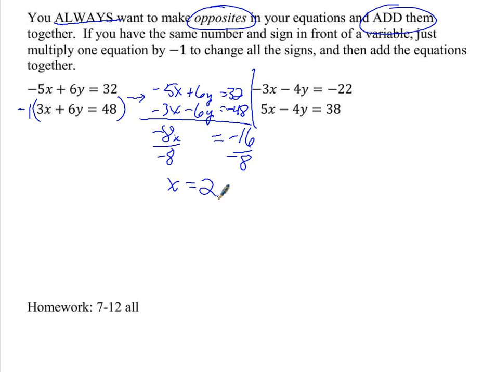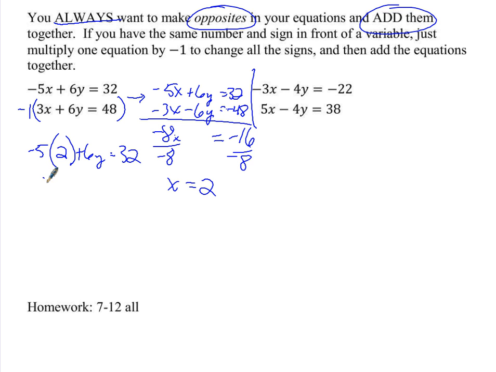Now what? Now we substitute the 2 back in. Now it has to go back to an original equation. We're not going to use these over here. We're not going to do anything except for use one of these two original equations. So pick one of the originals that looks easiest. The top one? Okay. So then I'm going to write -5, using the top equation, times 2 plus 6y equals 32.